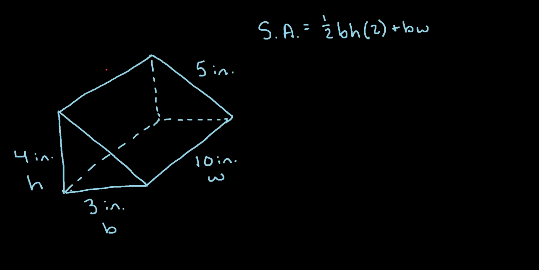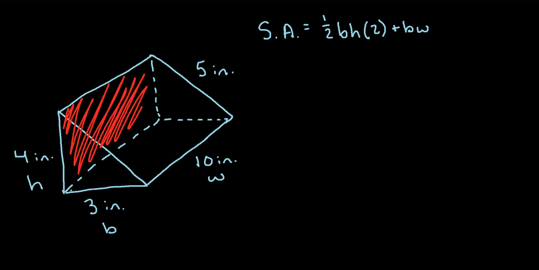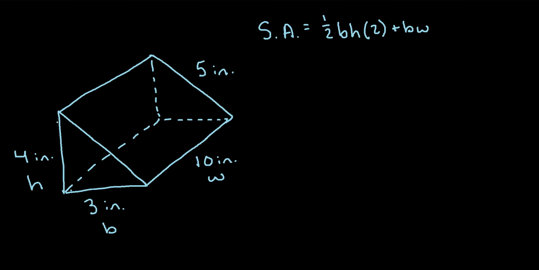Okay, next let's find the area of this back rectangle back here. So how can we find the area of this rectangle? Well, that would be this dimension right here, so the height, multiplied by this dimension right here, which we already labeled the width. So we can say plus H times W.